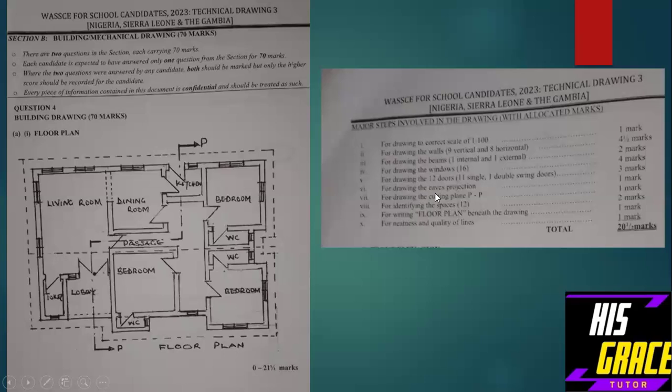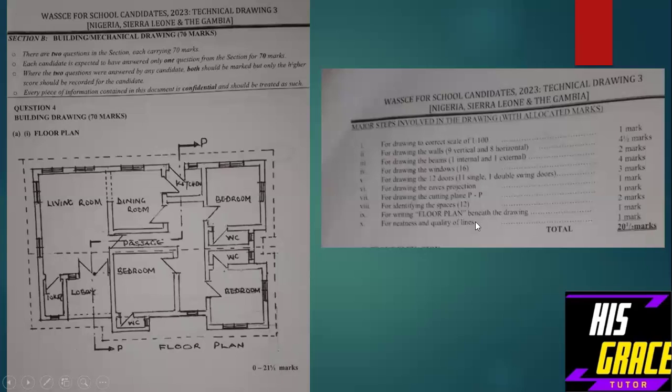Then for drawing the east projection, this line that we have here drawn with a short dashes line, they award 1 mark for you. Then for drawing the cutting plane, 1 mark. This is the cutting plane. Please make sure you put the cutting plane there. Though in some of my own drawings I didn't put the cutting plane, now you can see the marking guide. Please put the cutting plane there in the drawing.